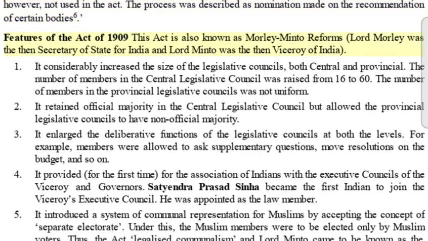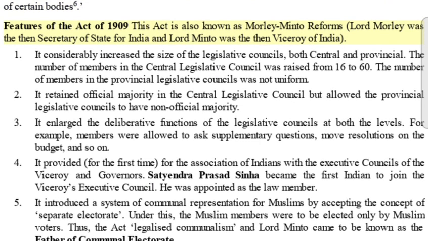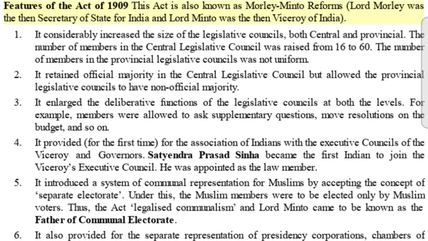6. Features of the Act of 1909. This Act is also known as Morley-Minto Reforms. Lord Morley was the then Secretary of State for India and Lord Minto was the then Viceroy of India.